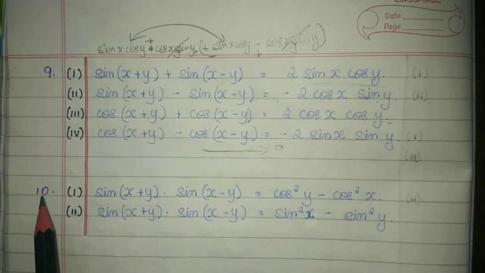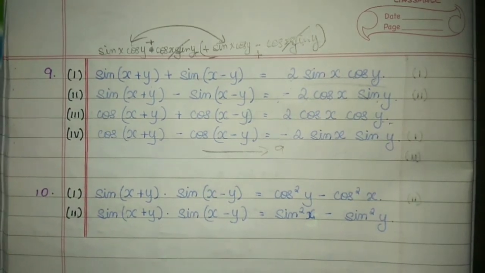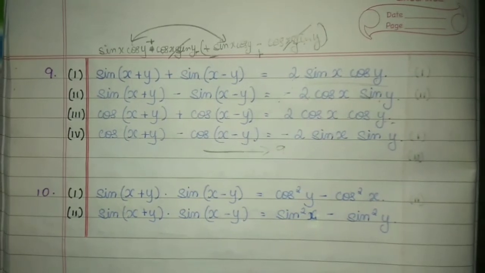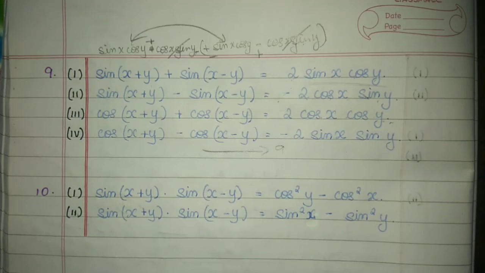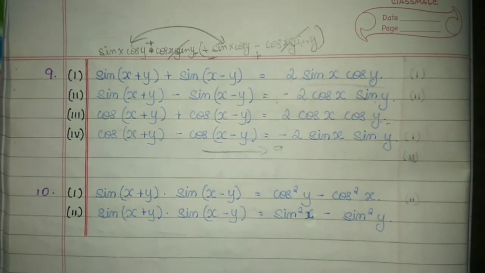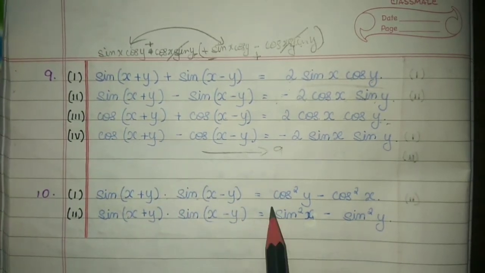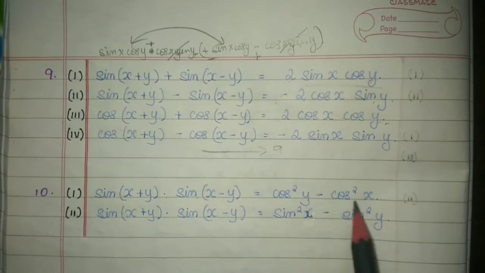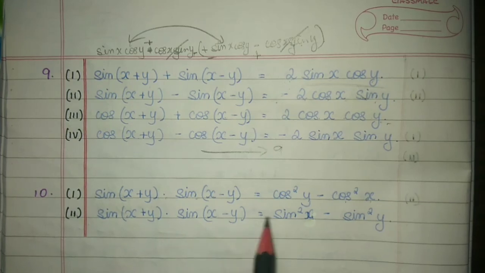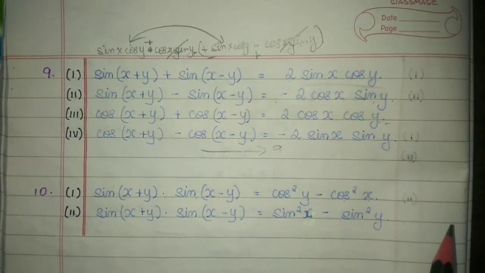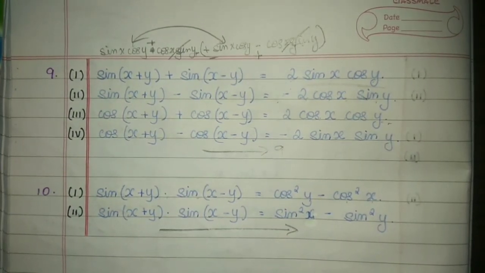Next, the 10th set of formulas, the last set here. This will be useful when you're doing problems related to trigonometry, proving facts; we will be using this. Sin(x+y) into sin(x-y) is equal to cos square y minus cos square x, and sin(x+y) into sin(x-y) is equal to sin square x minus sin square y. That's it with this. The properties in trigonometry are over for class 11.